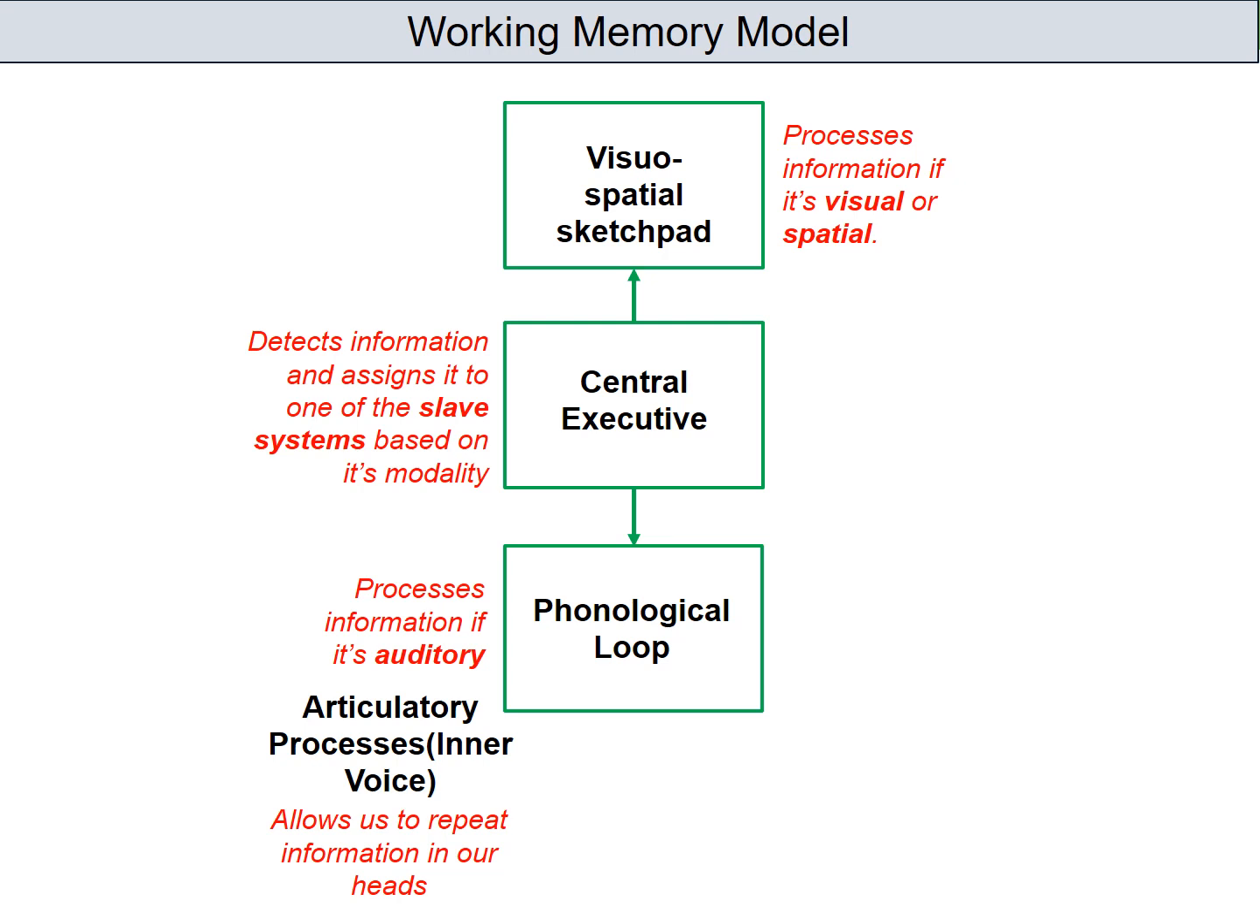Now the articulatory processes is time bound, so it's the time it takes us to repeat a particular chunk of information. That's how much we can store within the articulatory processes at one time. The second part of the phonological loop is the phonological store, also known as the inner ear, and this helps us to hold words that we hear.